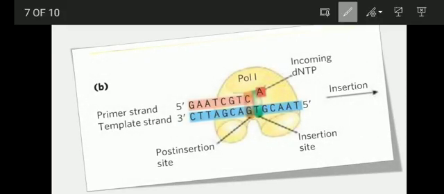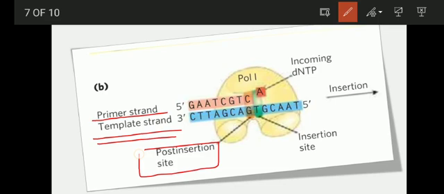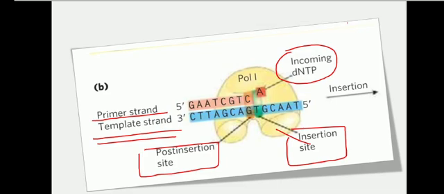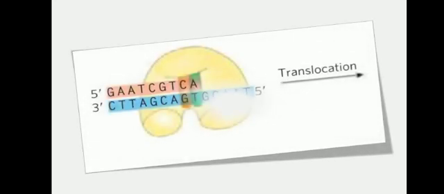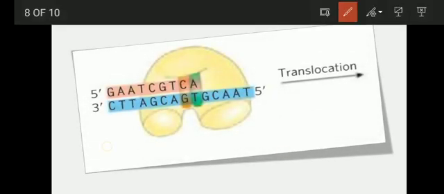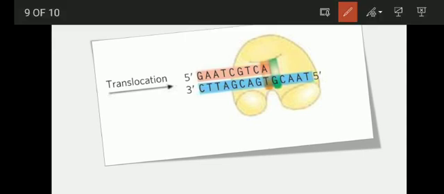Now we can see further, we have the primer strand and the template strand. This is the post insertion site, this is the insertion site, and this is the incoming dNTP. Here we can also see that now the translocation will happen.